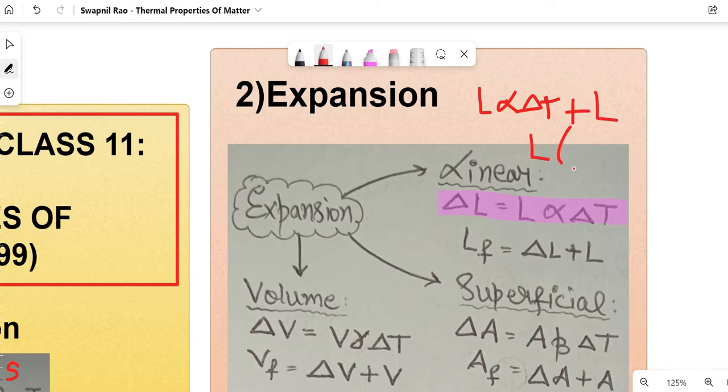So here if you take L common, it will be 1 plus alpha delta t, and this is going to be used in case of even superficial and even volume expansion. So I won't be repeating it for all of them. You have to basically do it by yourself. So yeah, I'll now go for the next ones.